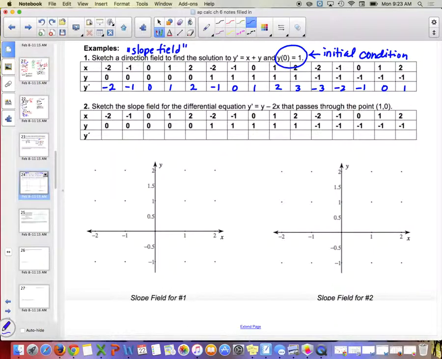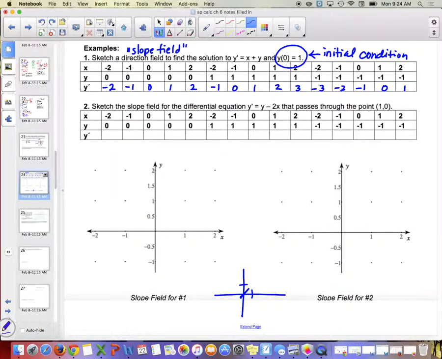So we find all those slopes. Then we're going to draw a little tiny segment at each of those slopes. For instance, let me sketch it down here. If I wanted a slope of 1, it's pretty easy. I think about going 1 unit to the right, 1 unit up. So I would draw my slope like that.